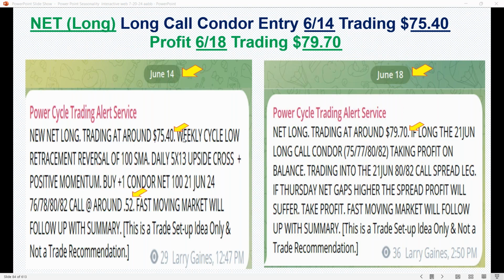New NET long. So I won't go through all the details, but here's just kind of what it would look like when it comes out. I use a service called Telegram, so as soon as I hit it, it goes out within seconds. So here's what that looks like, Telegram.